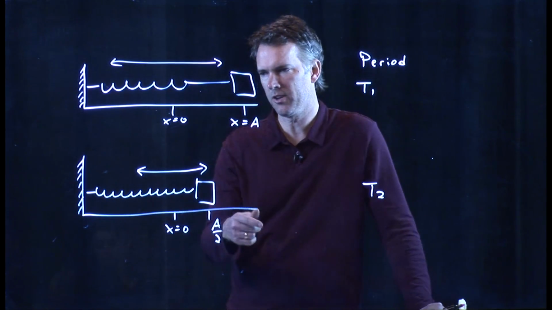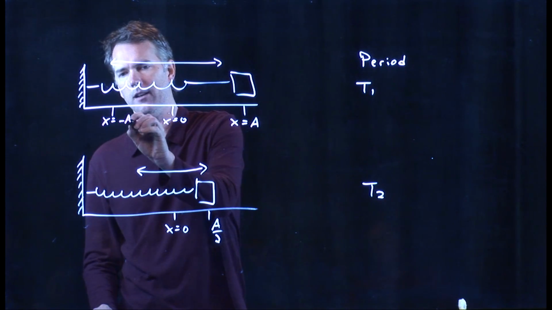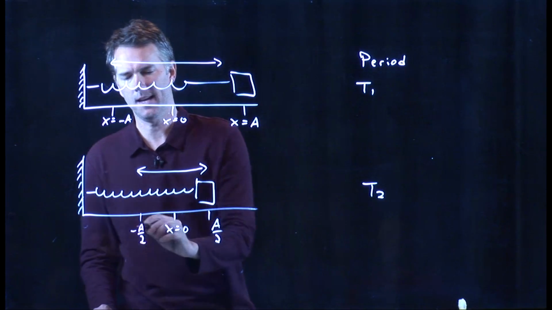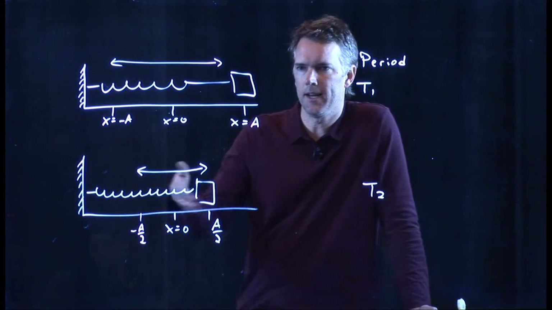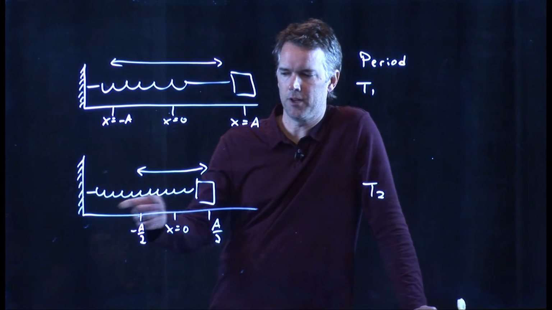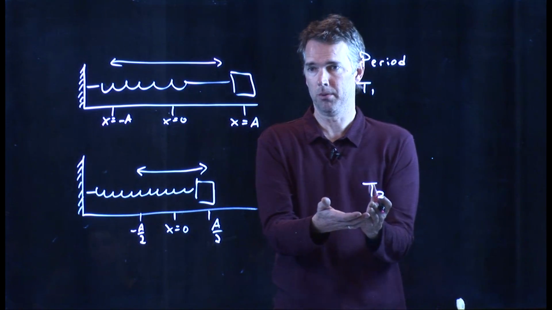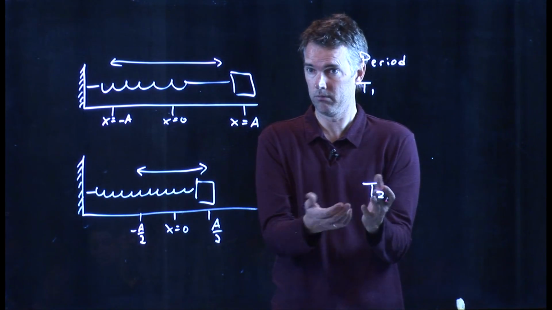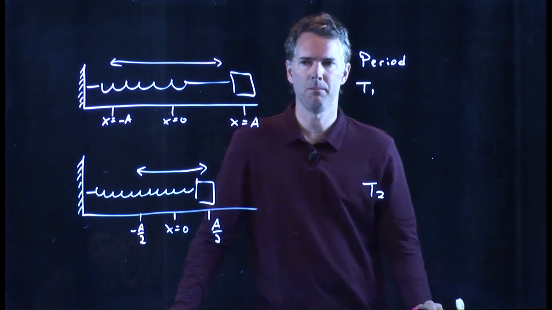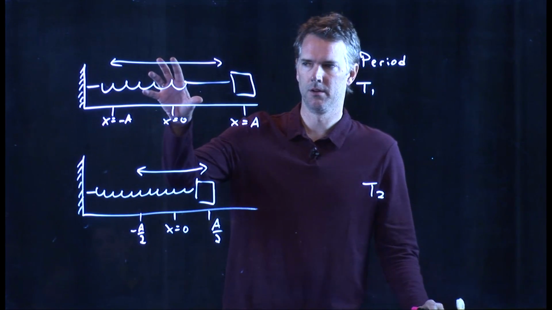It seems like it doesn't have to go as far, right? This one had to go from A all the way to negative A, and this one had to go from A over 2 to negative A over 2. So it clearly didn't have to go nearly as far, right? If it doesn't have to go as far, it seems like the period should probably be shorter, I guess. Okay? But let's see if we can relate the period back to something that we know about this motion, right?